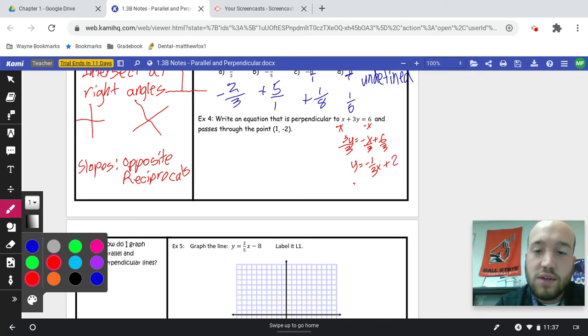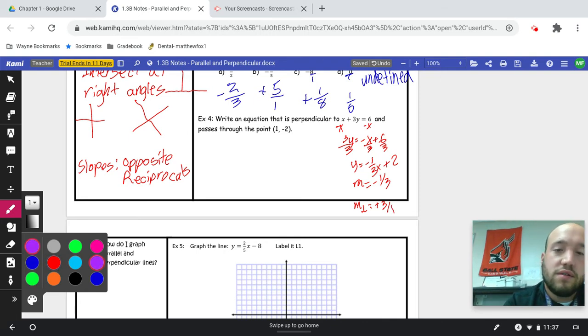Okay, so this original one had a slope of negative 1/3. Now, remember, we need the opposite reciprocal. So our perpendicular slope, I'll put this little sign for perpendicular. Instead of negative, it is going to become positive. Instead of 1/3, it switches to 3 over 1, or just 3. Now, we can go ahead and use this information and our slope right here, and we'll find our answer.